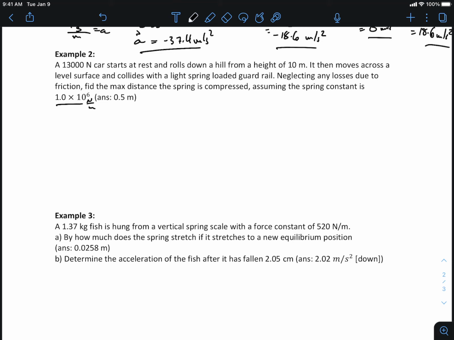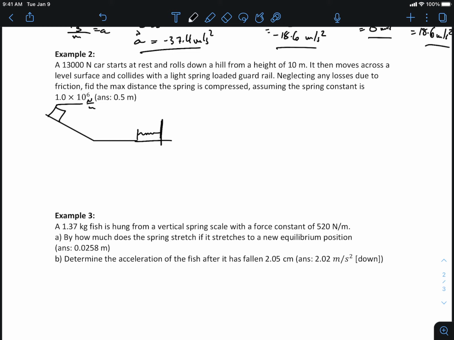Okay, so let's first draw a picture. We've got the car coming down a ramp or incline of some sort, and then coming across and making contact with a guardrail which has a spring-loaded component to it to cushion the impact, right? That's what the spring's going to do. It's going to decrease the acceleration over some amount of space, or decrease the velocity.